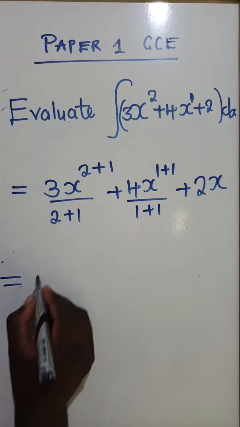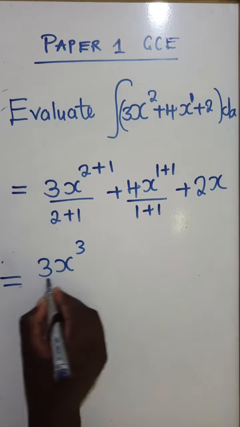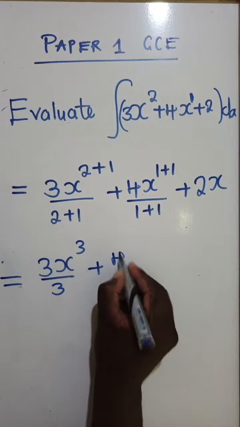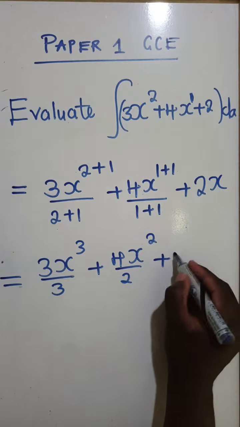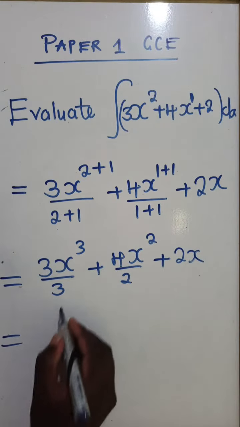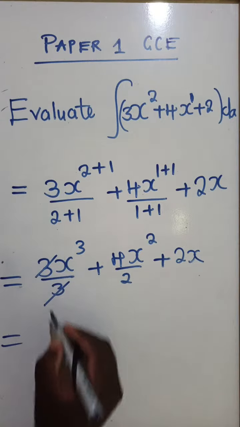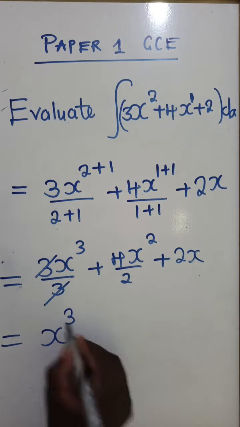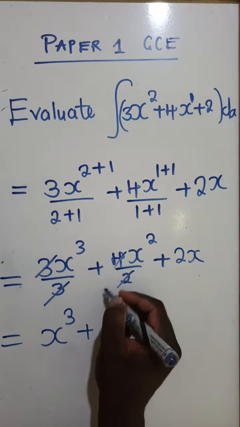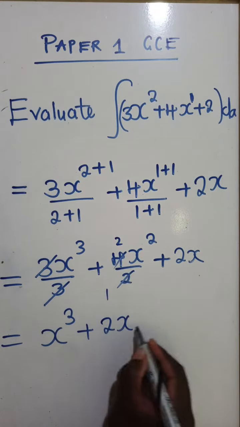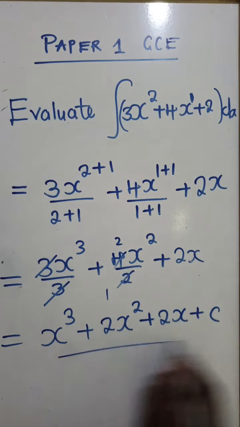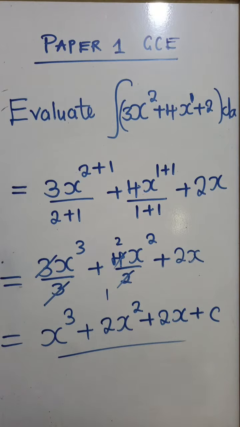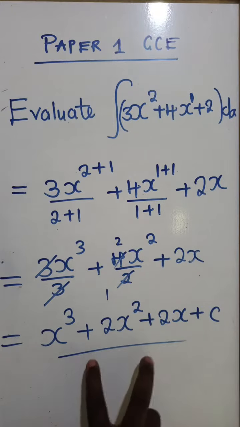So you simplify. This would be 3x power 3 over 3 plus 4x power 2 over 2 plus 2x. From this stage, you can say 3 into 3, 1. Into 3 there, it's a 1. So we shall remain with x power 3 plus 2 into 2, 1, into 4, it's a 2. 2x power 2 plus 2x plus c. This is our answer. Are we okay up to here? Is it clear? Is it clear up to here?